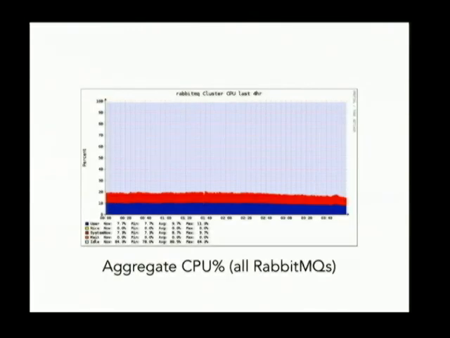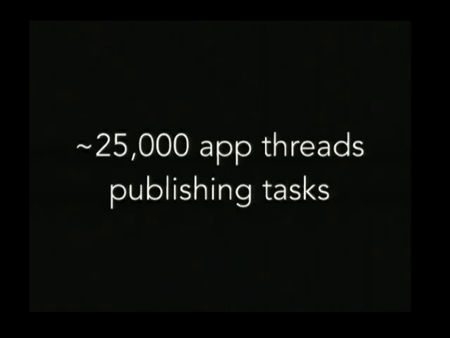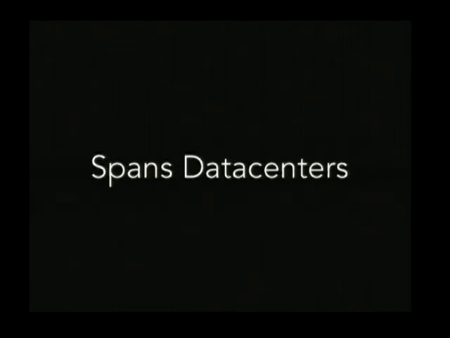Again, we're way over provisioned. This is our CPU at like 20% across our 3 clusters. Some of you are thinking 4,000 tasks per second, that's not a very big number. We are doing a lot in these tasks. I will remind you that we have 25,000 app threads or processes, like Unicorn processes, pushing data to these brokers. They handle over 10,000 connections. No problem with doing rolling restarts and pounding these things. It works awesome. We span data centers.